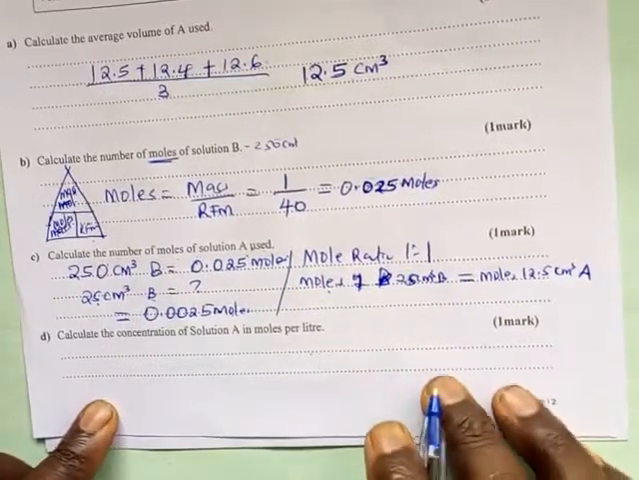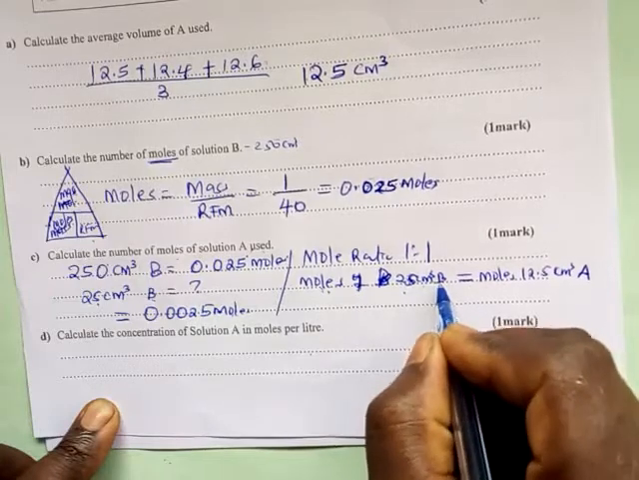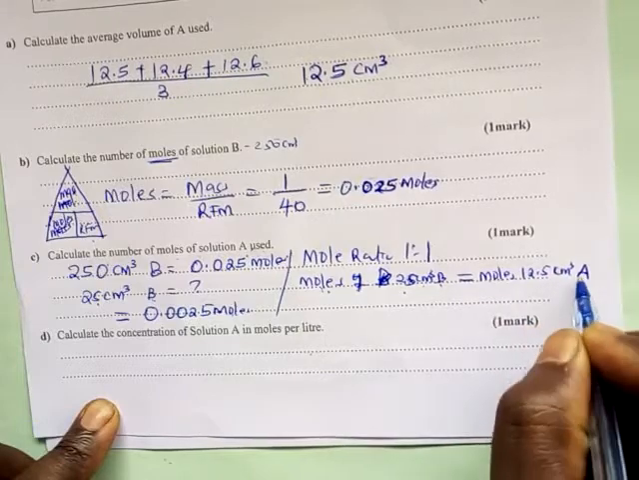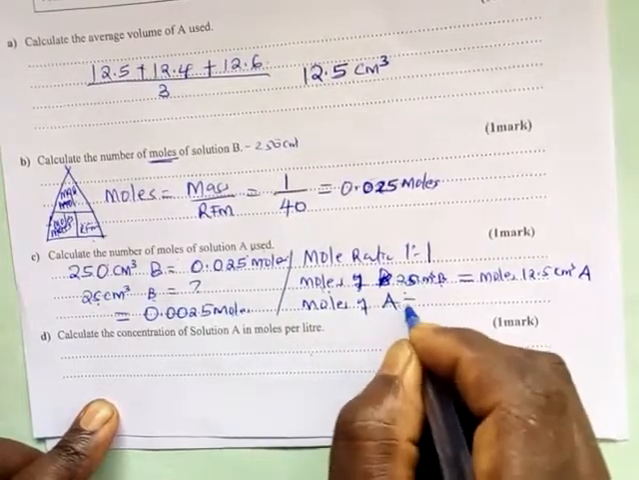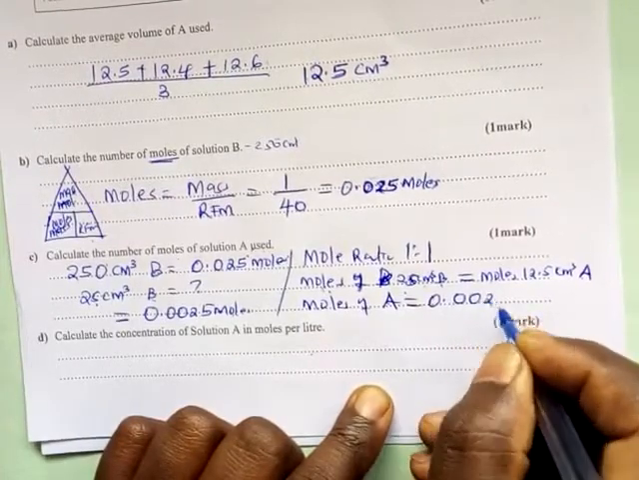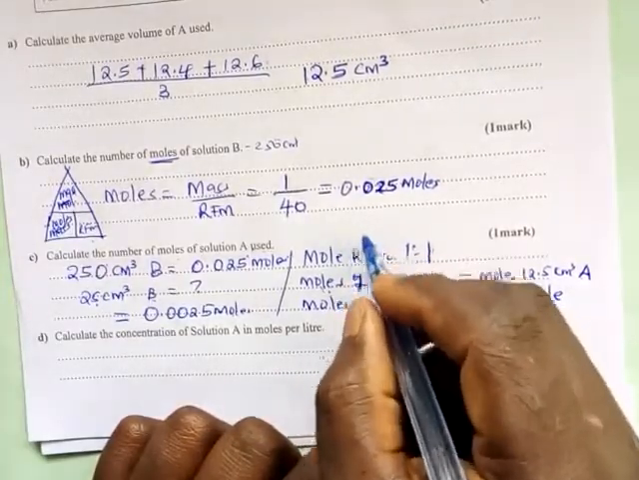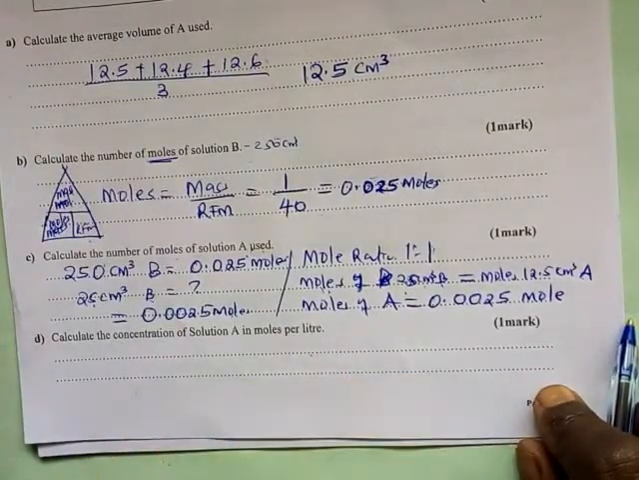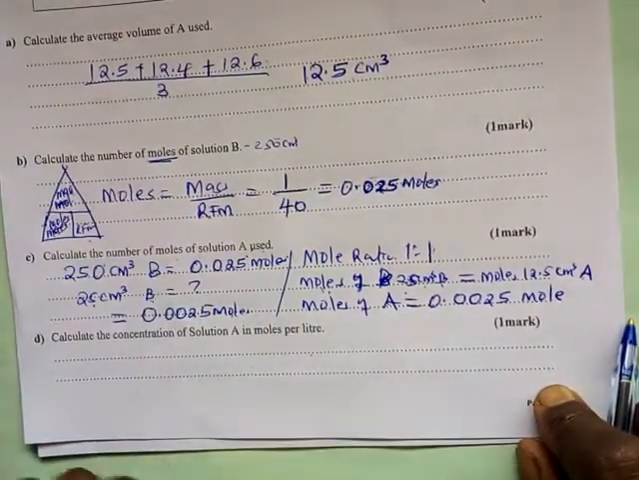Okay, so moles of 25 cm3 solution B will be equal to moles of 12.5 cm3 solution A, because the ratio is 1 to 1. So moles of A is equal to 0.0025 moles. Why? This is a monobasic base and a monobasic acid, like sodium hydroxide plus HCl. The ratio is 1 to 1.